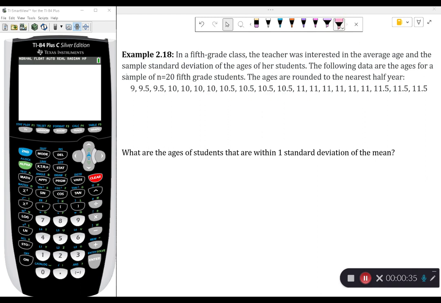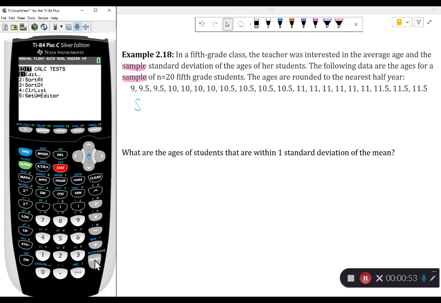One thing to note while we're reading this is we're talking about the sample. Since we're talking about a sample, we're going to make sure that we use the correct symbol, in this case S, for the sample standard deviation. So what we're going to do is type these into our calculator.